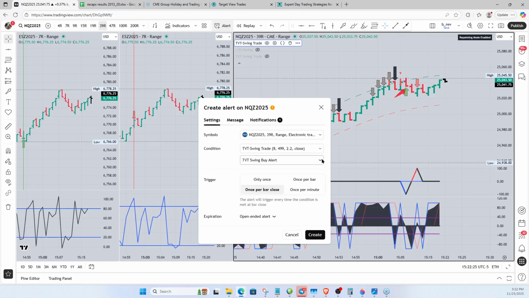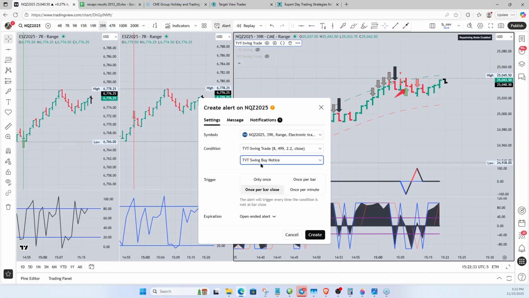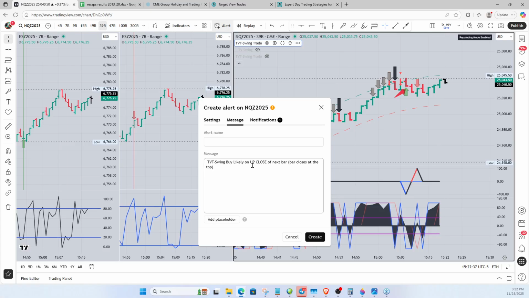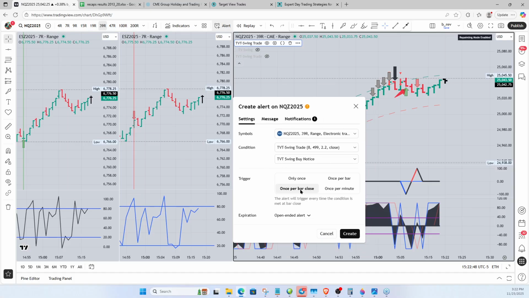Okay. You can do it for the notification to let you know this is the gray arrow. I'm sorry, not the actual alert. The notice is the gray arrow. The buy notice, that is a gray arrow. So in the message, it says likely on up close of the next bar. Okay. So that gives you the information, that puts the message out there for you. You can change it if you want to, but you have to do the once per bar close on this when you're using range bars. Okay. So those are the different options that you have inside here.